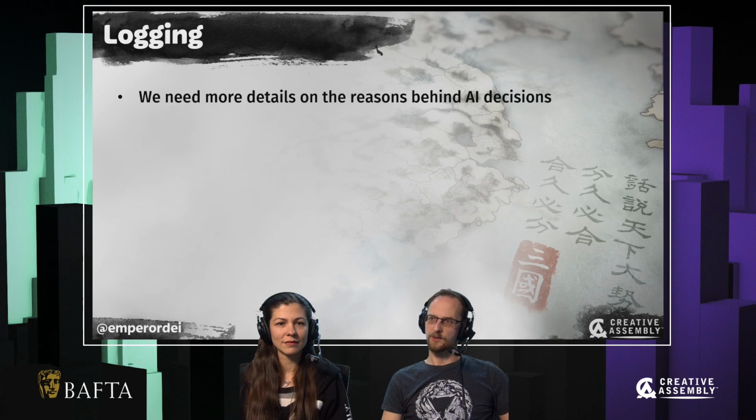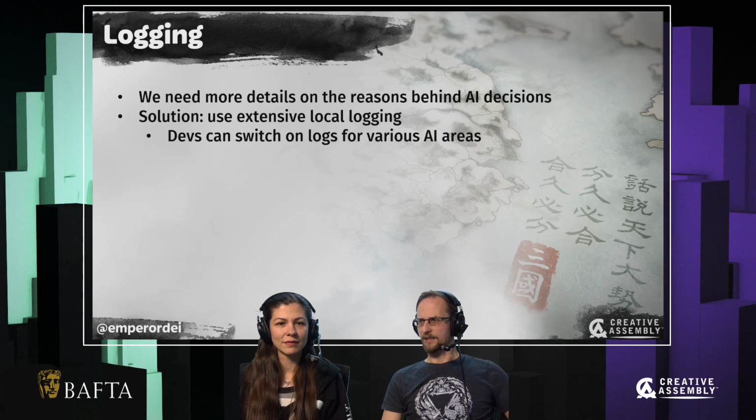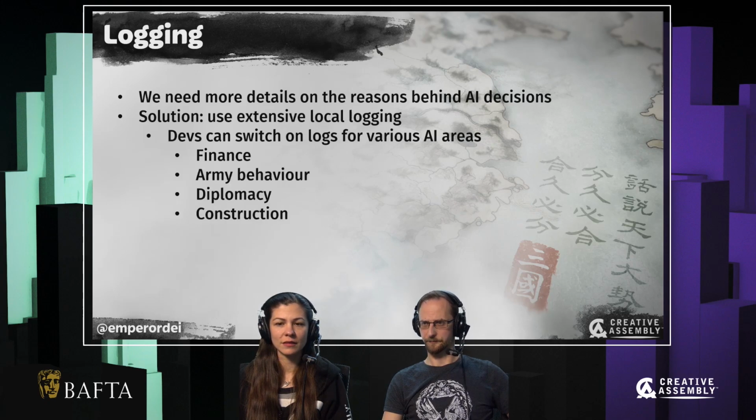So to solve this, we use extensive local logging. So basically, AI developers can enable various types of these AI logs in the game settings and record detailed low-level information during the autoruns they launch while they are playing the game. These logs are focusing on different parts of the AI. We have logs for finance, army behavior, etc.